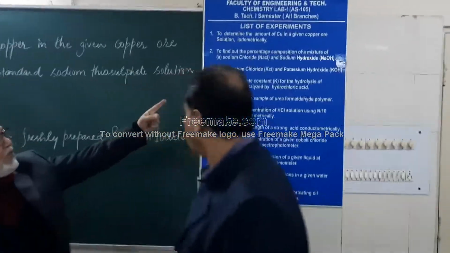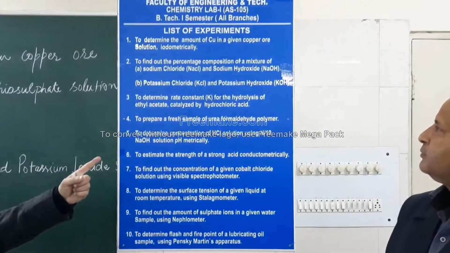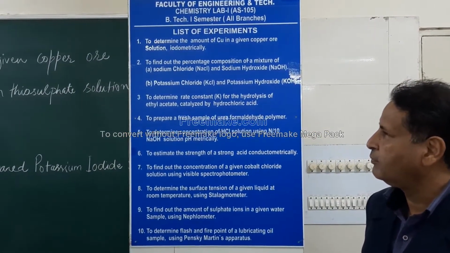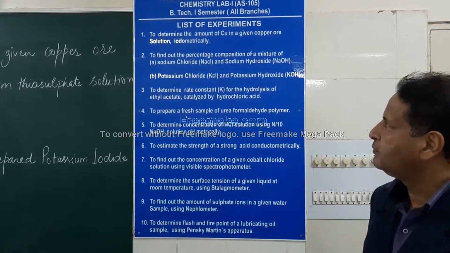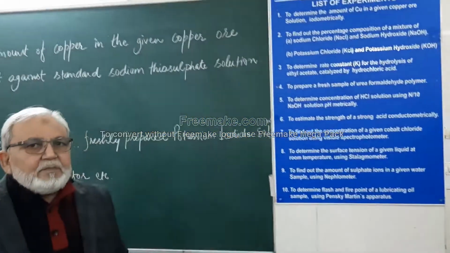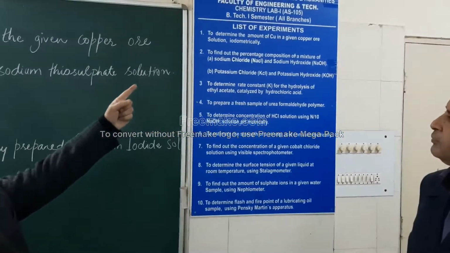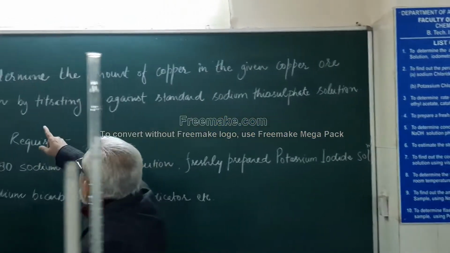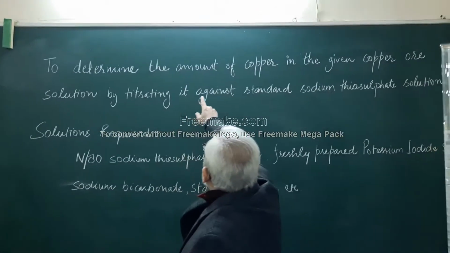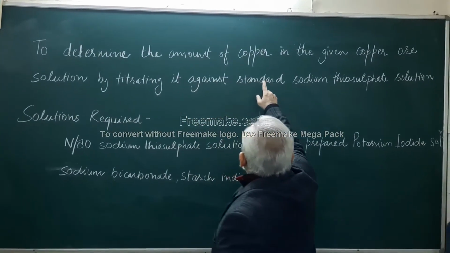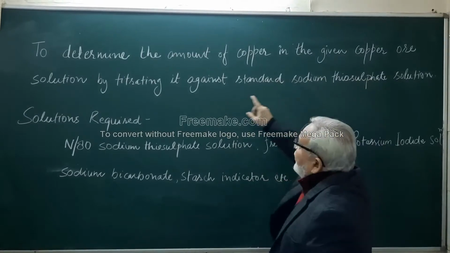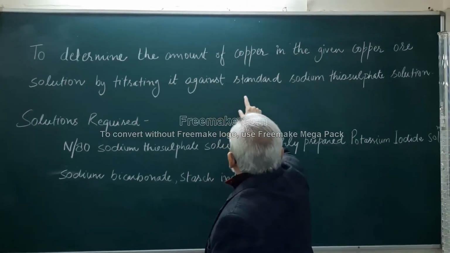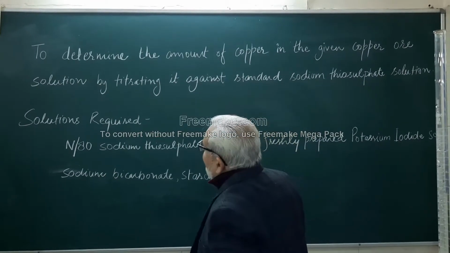So here, this is the list of experiments which you will be doing in the first semester of your course. The object of experiment number 1 as written in the list is to determine the amount of copper ore in the given copper ore solution by titrating it against standard sodium thiosulfate solution.